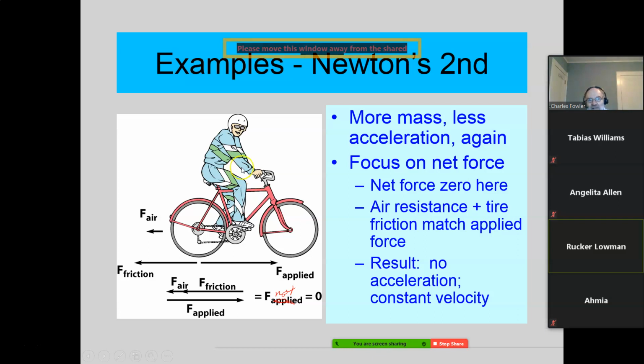Okay. Now we haven't gotten this part yet, but the net force here is 0. That's why I said this should be net force. Okay. The air resistance and tire friction match the applied force. Neither of those are 0. None of those, the way they've drawn them, are 0. It's only the net force is 0.